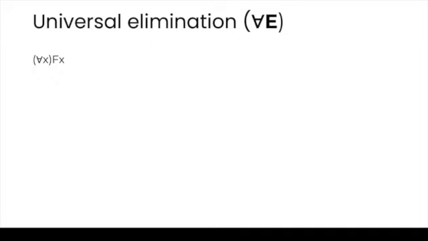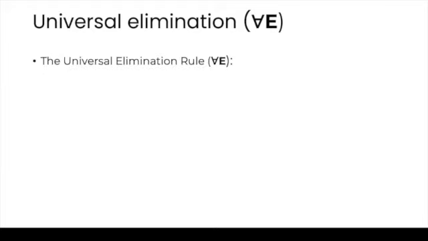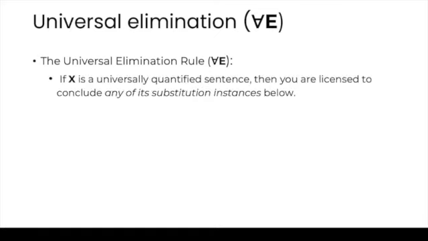In terms of predicate logic, if you have a universally quantified sentence like, for every x, x is F, and if your domain contains these individuals, then you're entitled to infer the truth of all these sentences. That is, you're entitled to infer the truth of all of its substitution instances in the domain in question. And that's all there is to it. Really, nothing more. But to put it in official terms, the universal elimination rule is the following. If X is a universally quantified sentence, then you are licensed to conclude any of its substitution instances below.